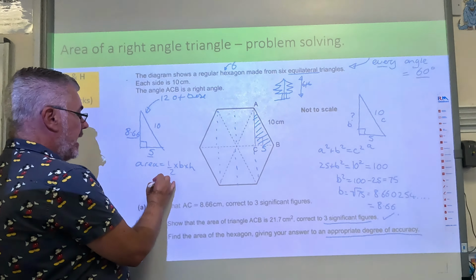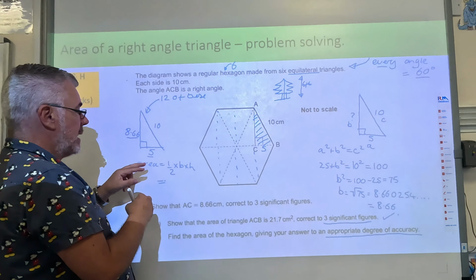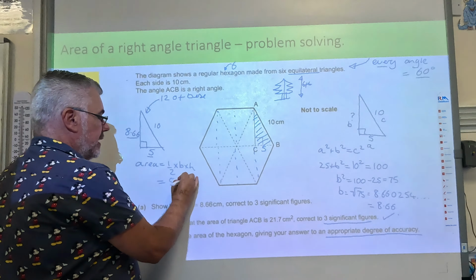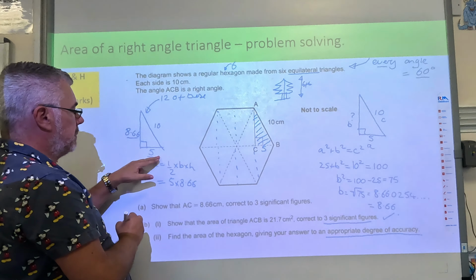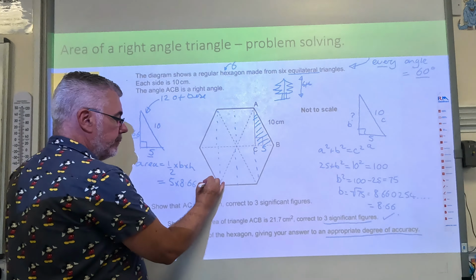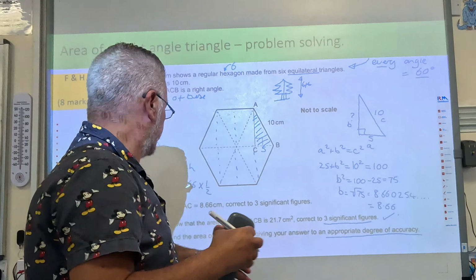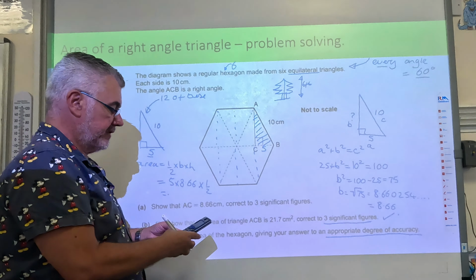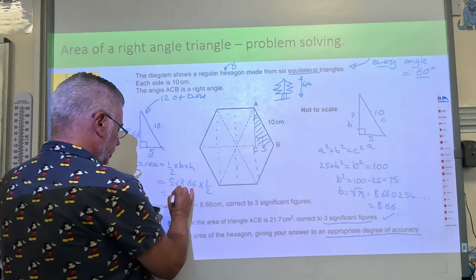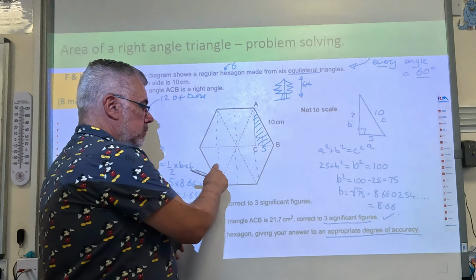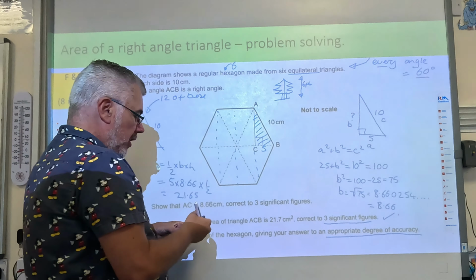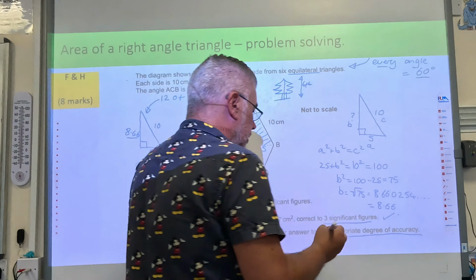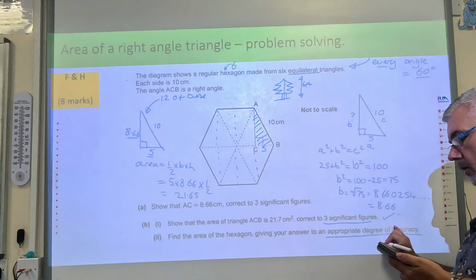So my area equals base times height, halved. 5 times 8.66, multiply my base times my height, then halve it, which gives me a nice answer: 21.65. I've got 12 of those, so I'm going to do 12 times that number, which gives me 259.8.